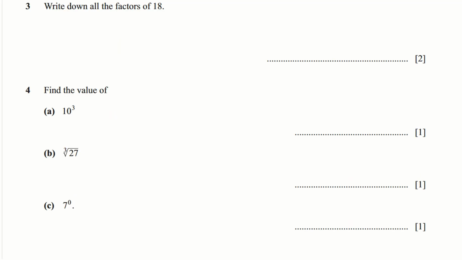Number 3, write down all the factors of 18. So first of all, we're going to write all the factors of 18. As you can see, it's going to be 1, 2, 3, 6, 9, and 18.